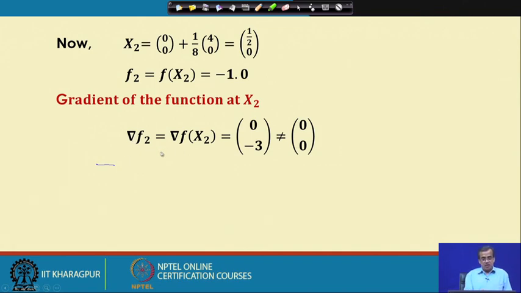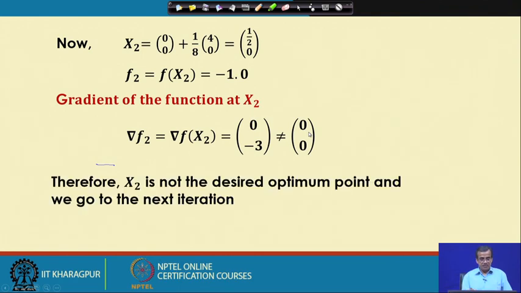Now, delta f 2 is nothing but delta f at capital X 2, and if I calculate, we will be getting 0 minus 3, and that is not equal to 0, 0. So, the termination criterion is not fulfilled. Therefore, we say that x 2 is not the desired optimum point, and we will have to go for the next iterations. Now, this completes one iteration of this particular algorithm. Similarly, we will have to use a number of iterations, and ultimately you will be getting the optimal solution using the steepest descent method.